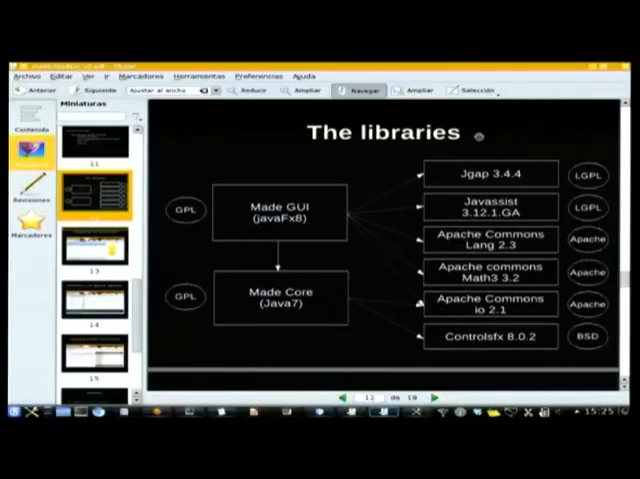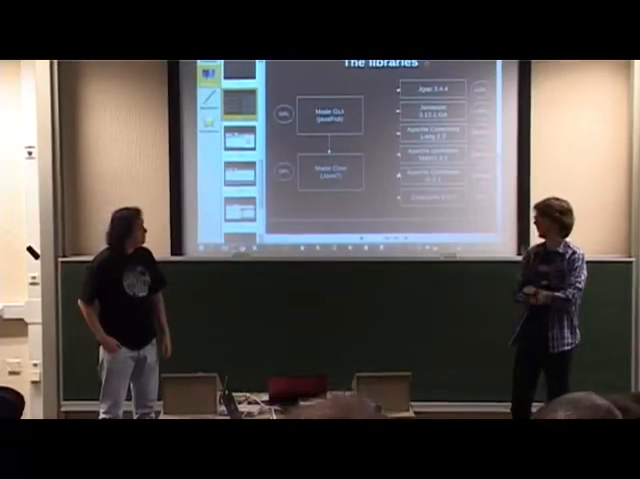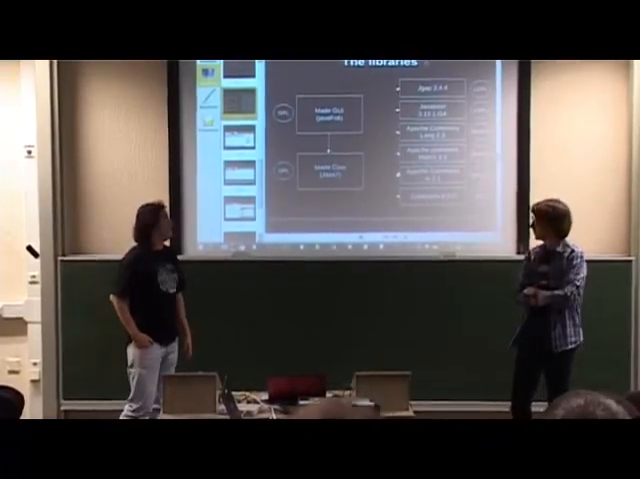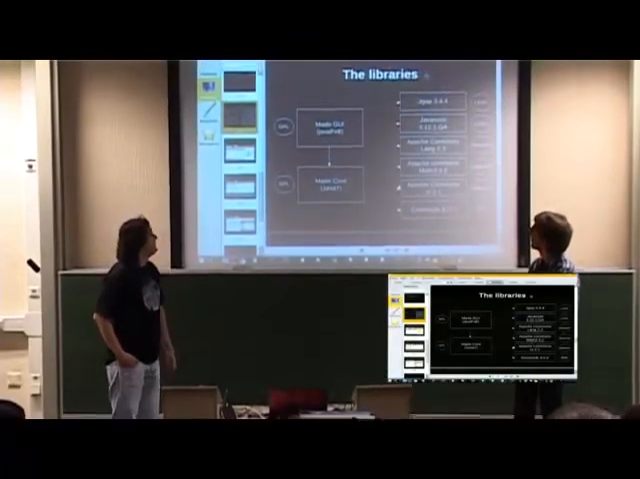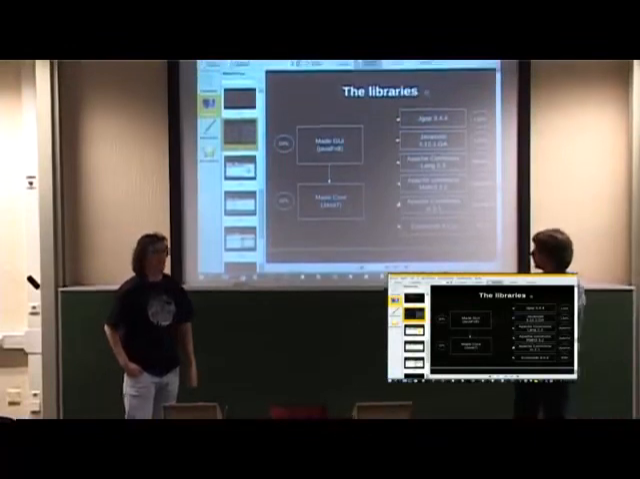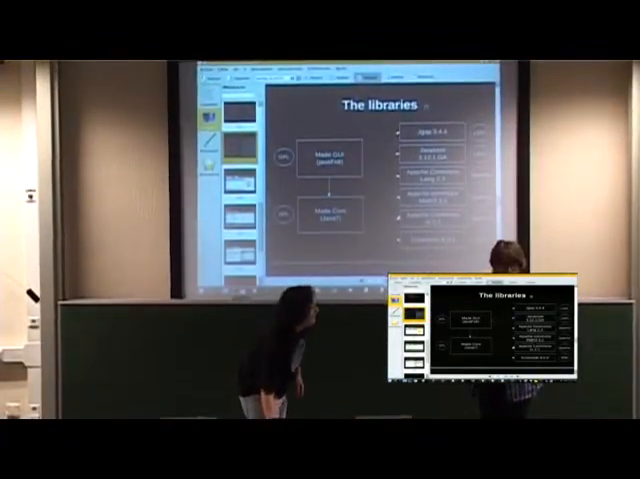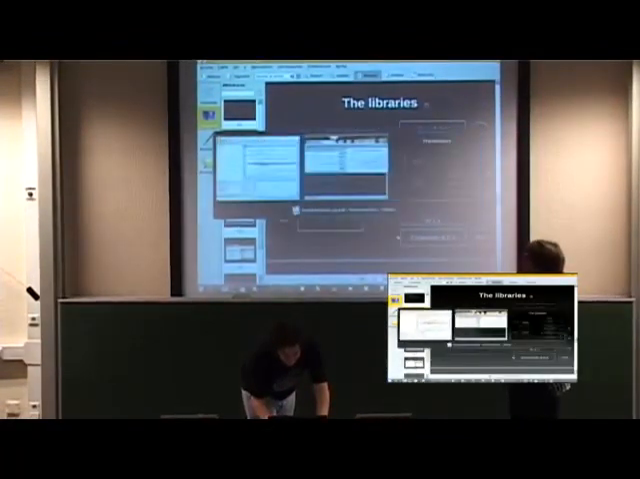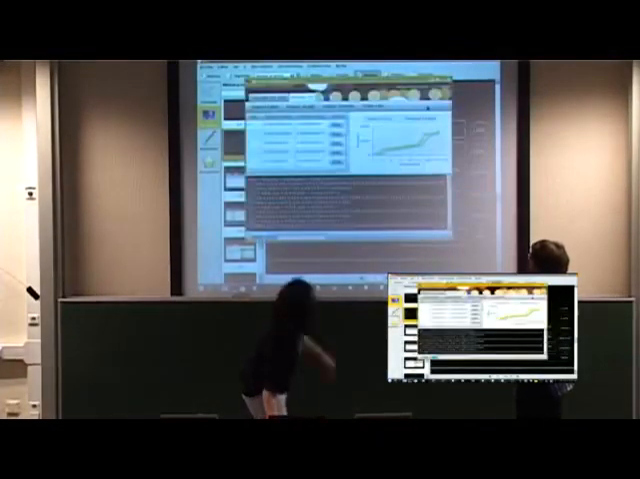The areas we have used are those. The most important is JGAP, the framework we have used for the genetic algorithms. The software is GPL, and we have developed the GUI in JavaFX. That's the reason why it's so slow. No, okay, maybe it's not so slow. And it's doing things.